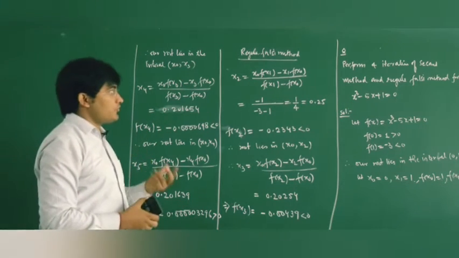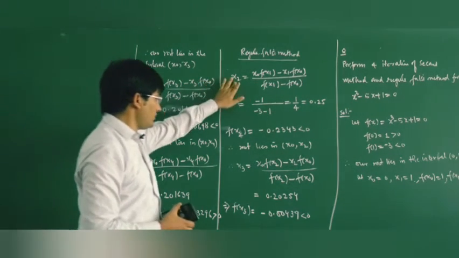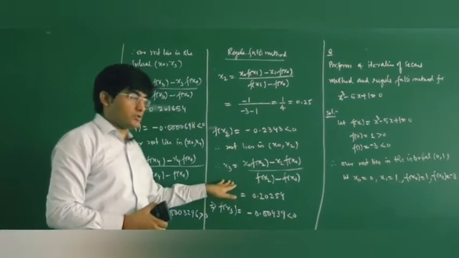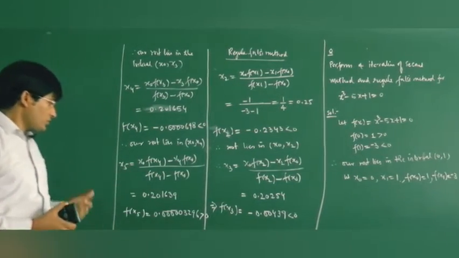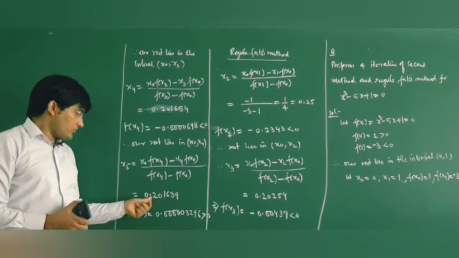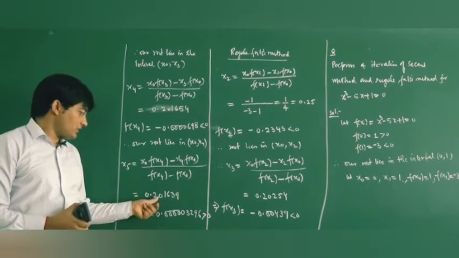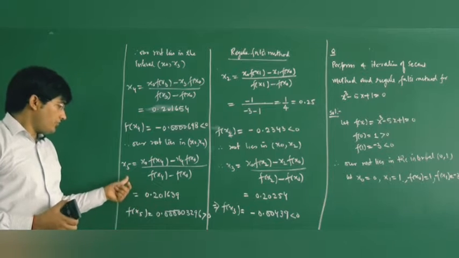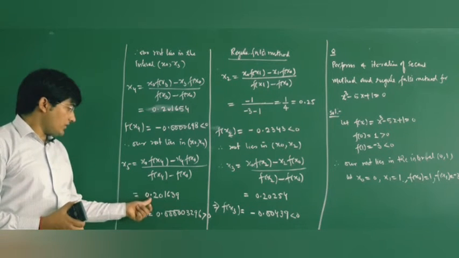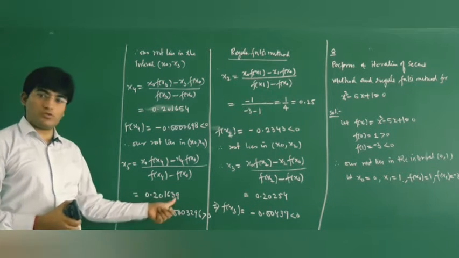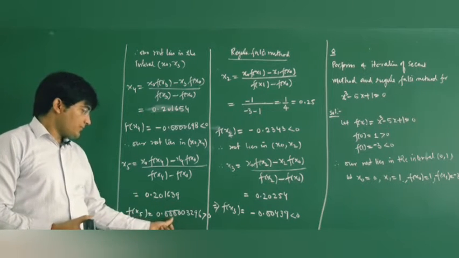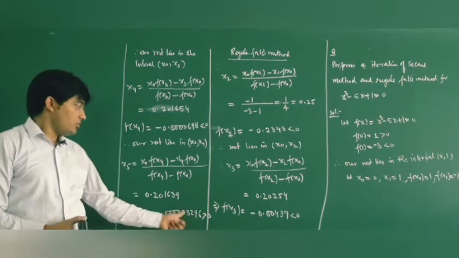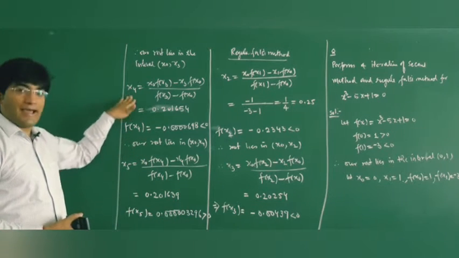As we have to perform 4 iterations, this was your first iteration, this is your second iteration, then we have third iteration, now this is your fourth iteration. So at the fourth iteration, the value of x is equal to 0.201639, and at this point the value of the function is near to 0 in comparison to this x4.